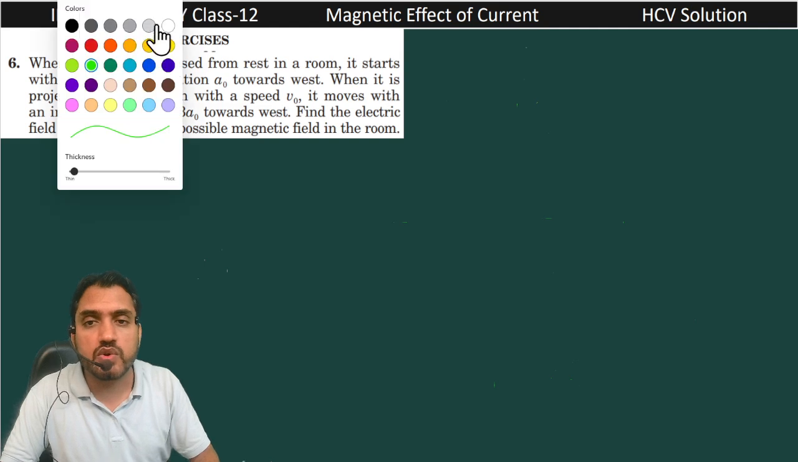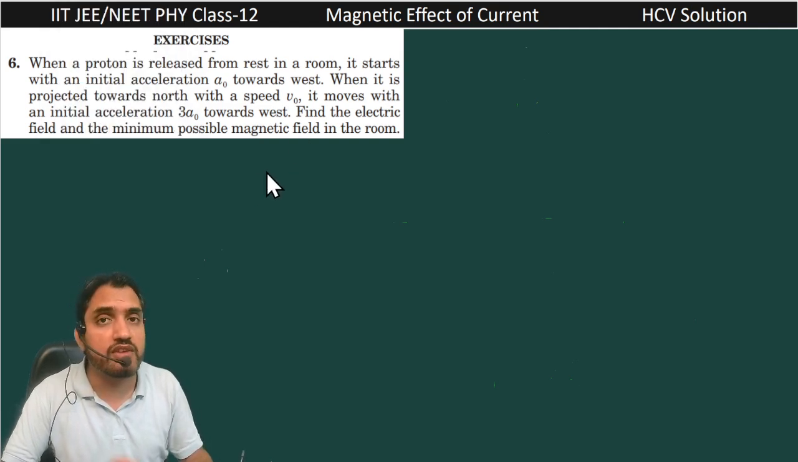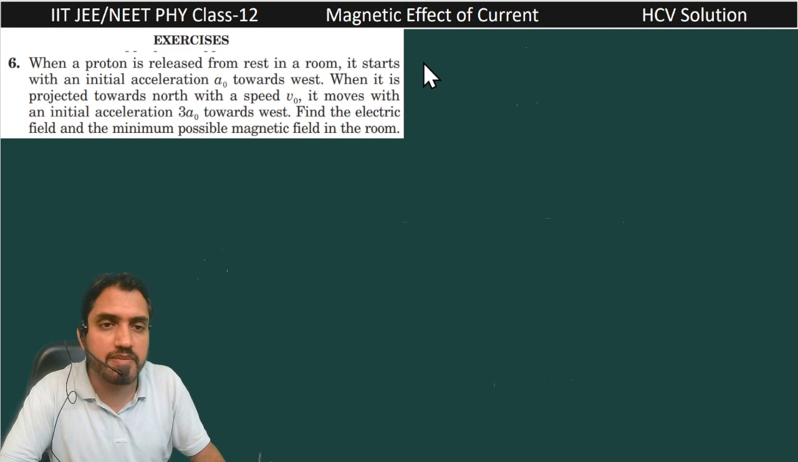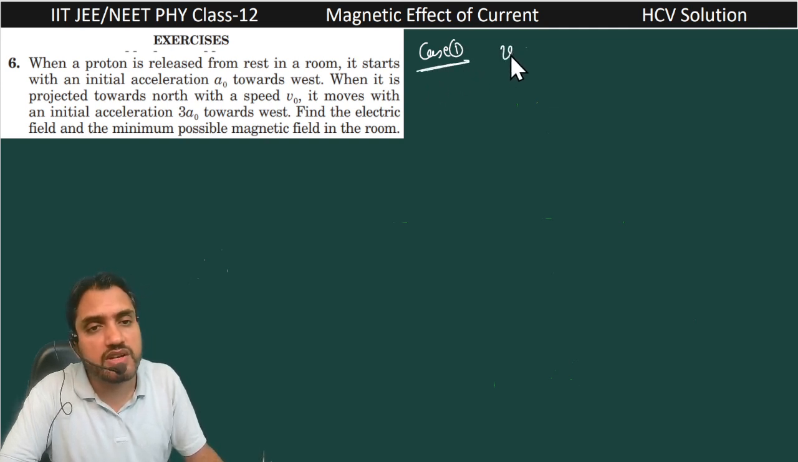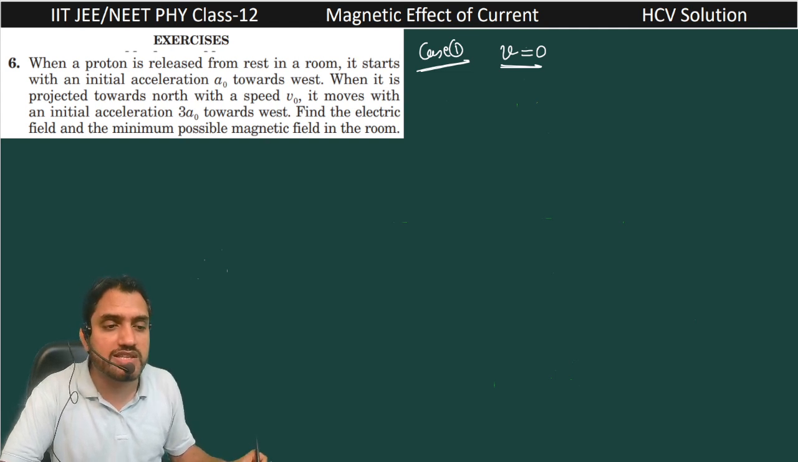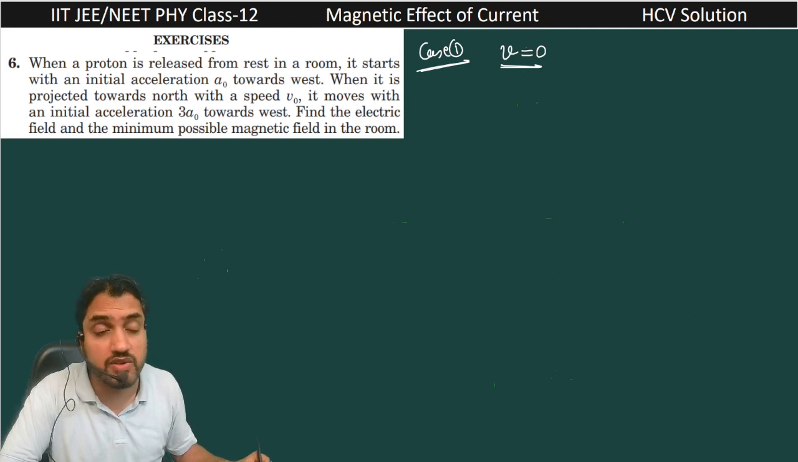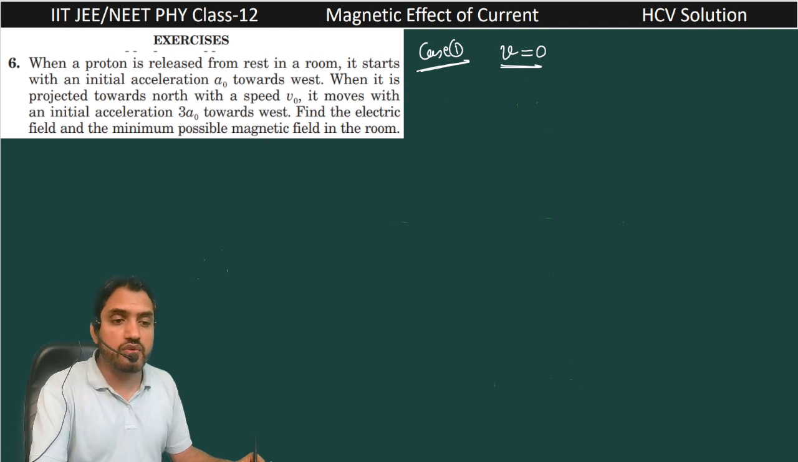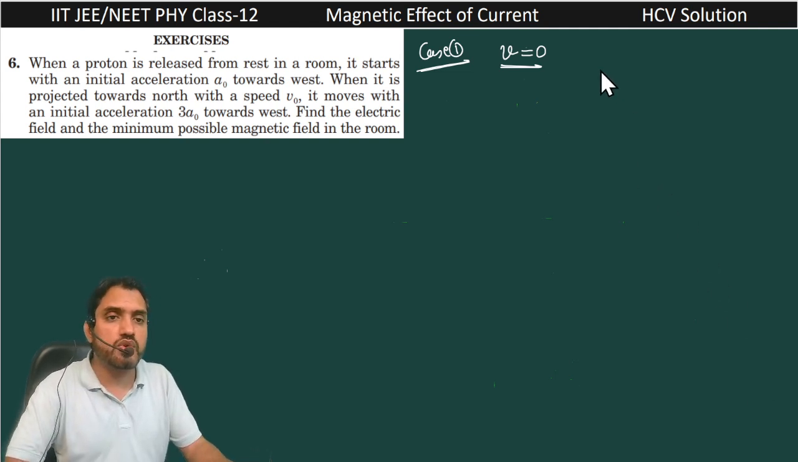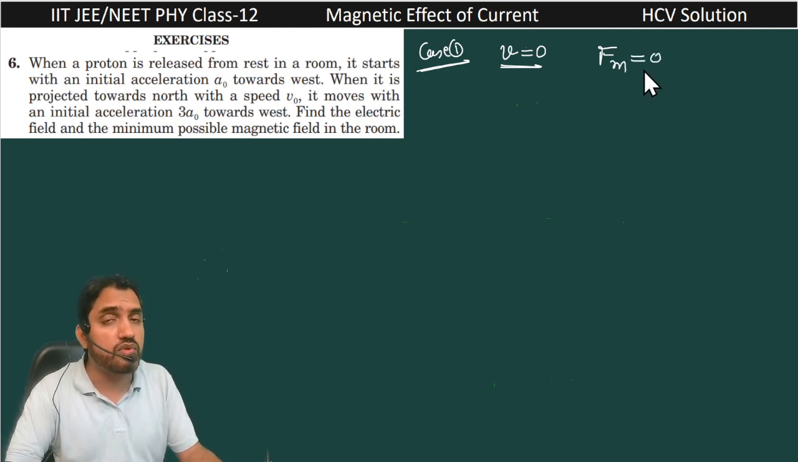Okay. So here in the question, we have two different cases. In case number one, the initial velocity is equal to 0. If the velocity is equal to 0, there is no magnetic force. The magnetic force Fm is equal to 0. Only the electric force will work.